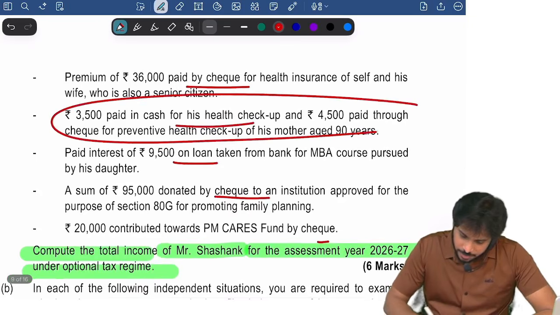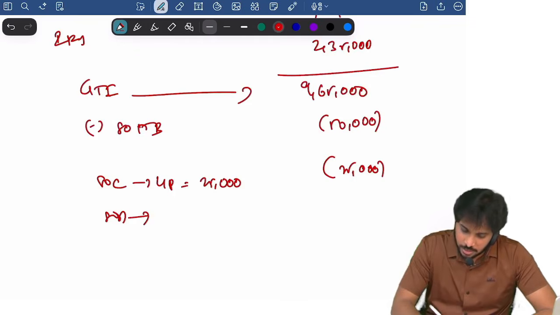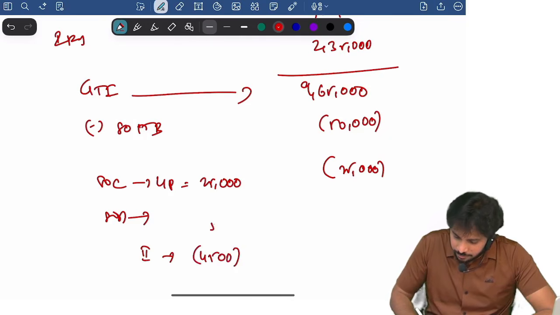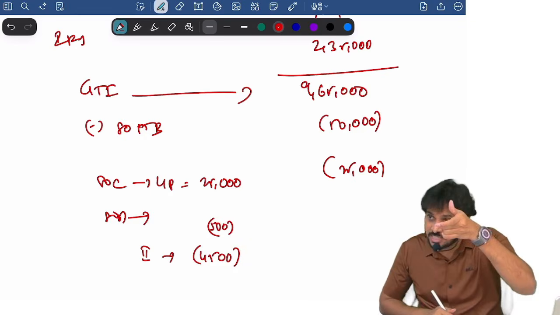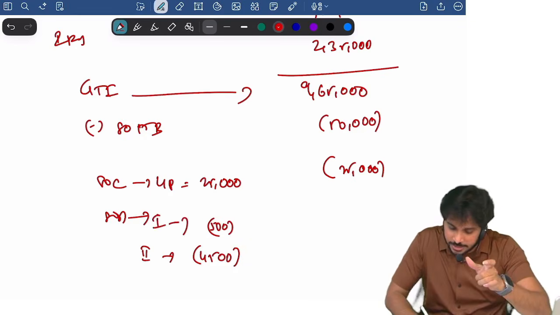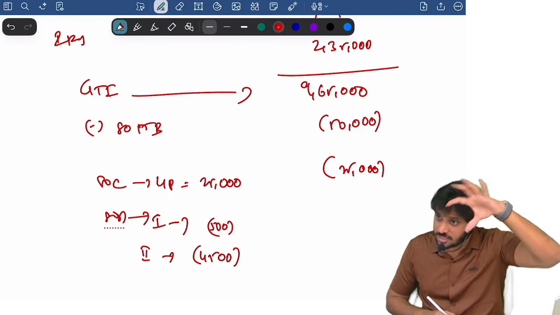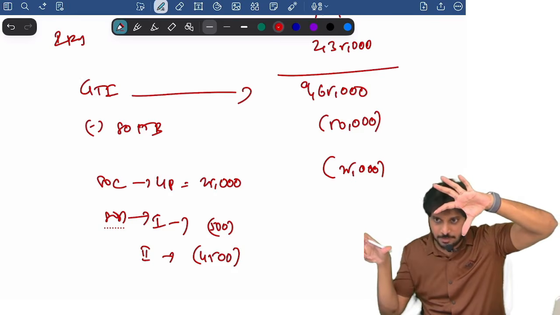Look at this. Preventive health checkup for mother aged 90 years and preventive health checkup for him is this much. How much is it? 3,500. Now 80D category 2 for mother I will claim 4,500. For this SSC I will claim 500, because for preventive health checkup maximum reduction for category 1 and 2 put together is 5,000. Moreover, for a senior citizen, 50,000 is applicable as a whole for category 1, and for senior parents, 50,000 is separately applicable for category 2.